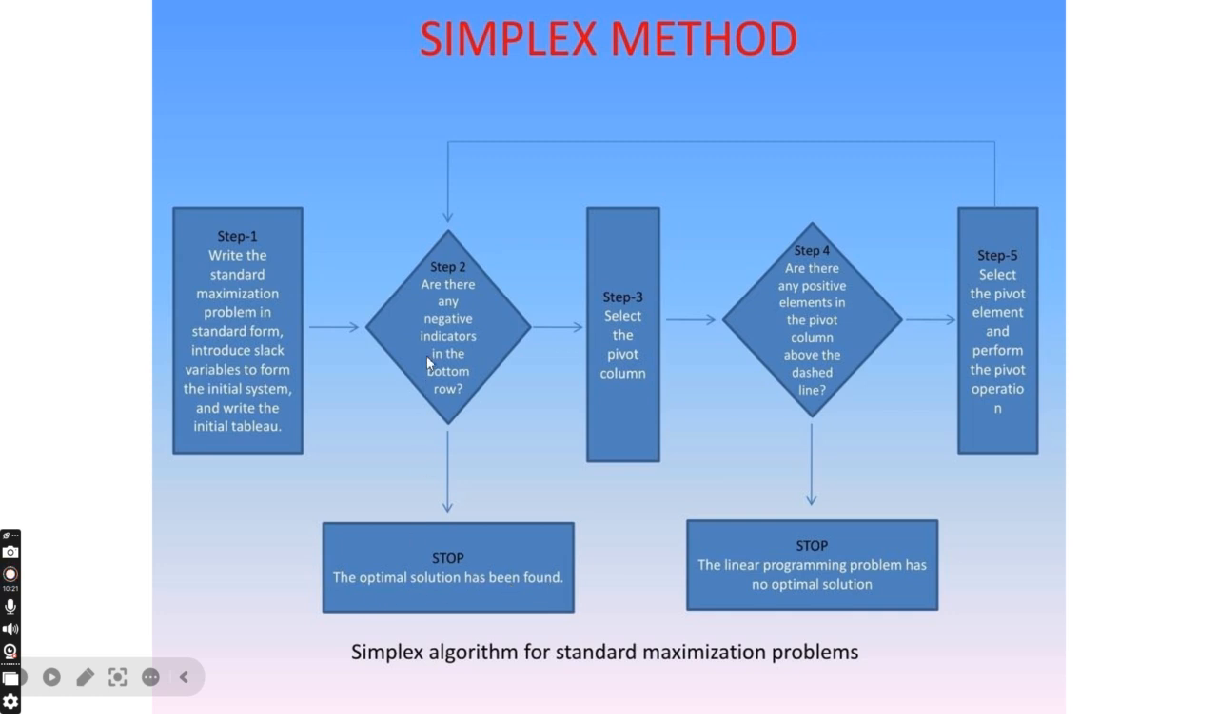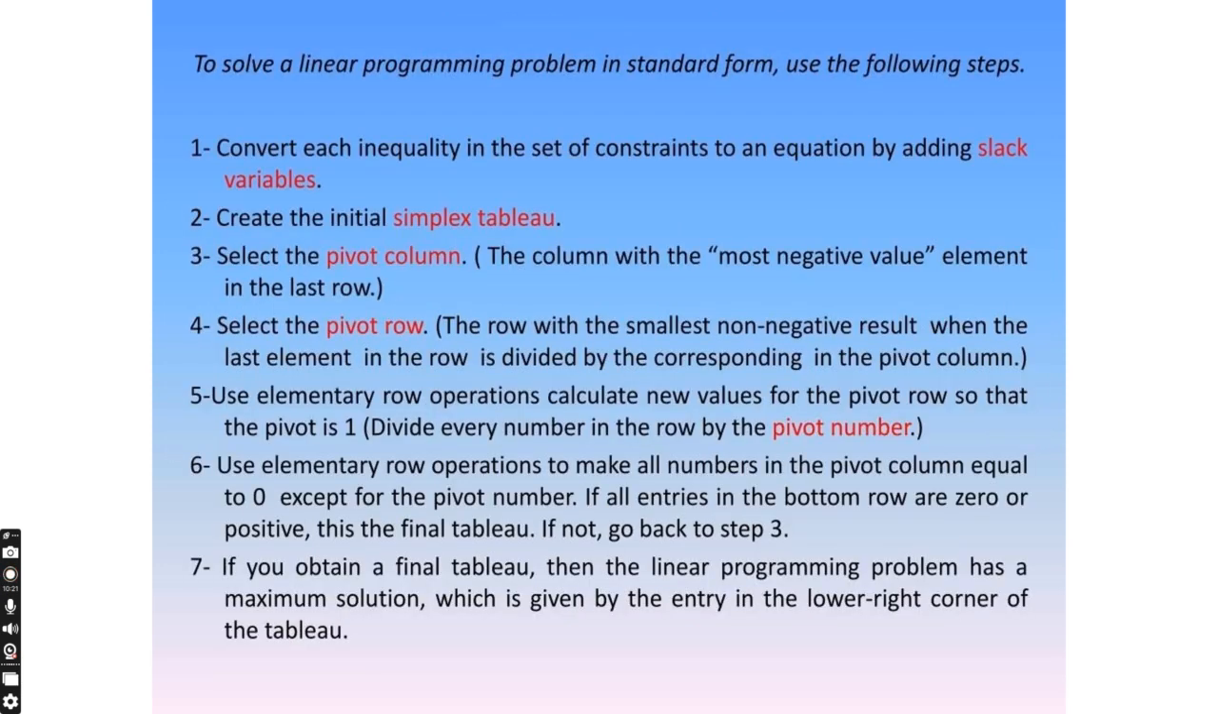So here the stopping criteria: whenever you find no negative indicator in the bottom row, the optimal solution has been found. Whenever there is no positive element in the pivot column above the dashed line, the linear programming problem has no optimal solution. So these are the various steps involved in simplex method.